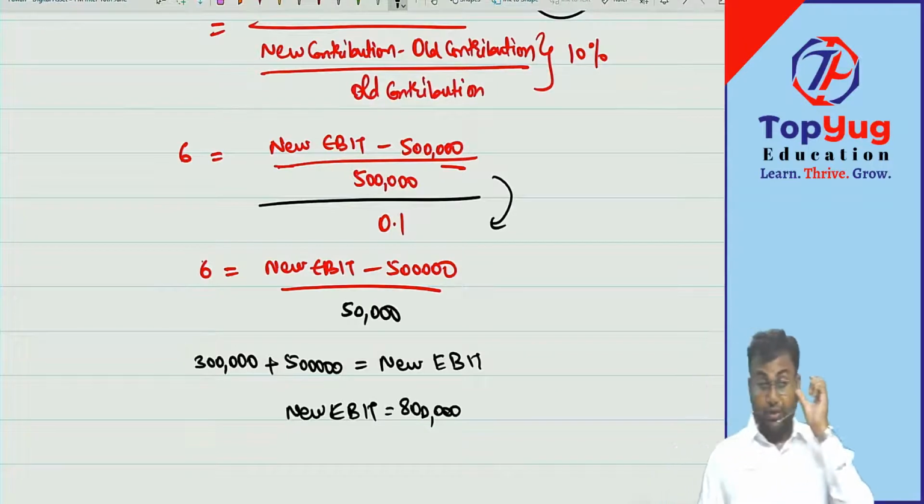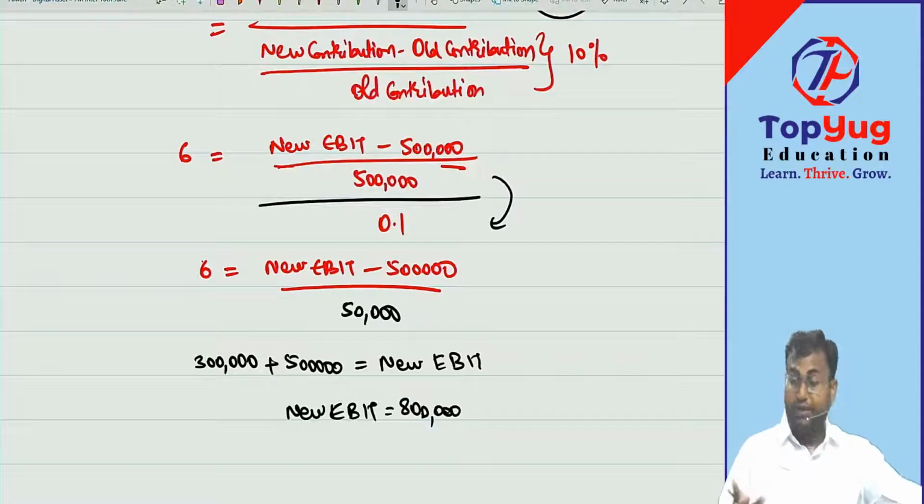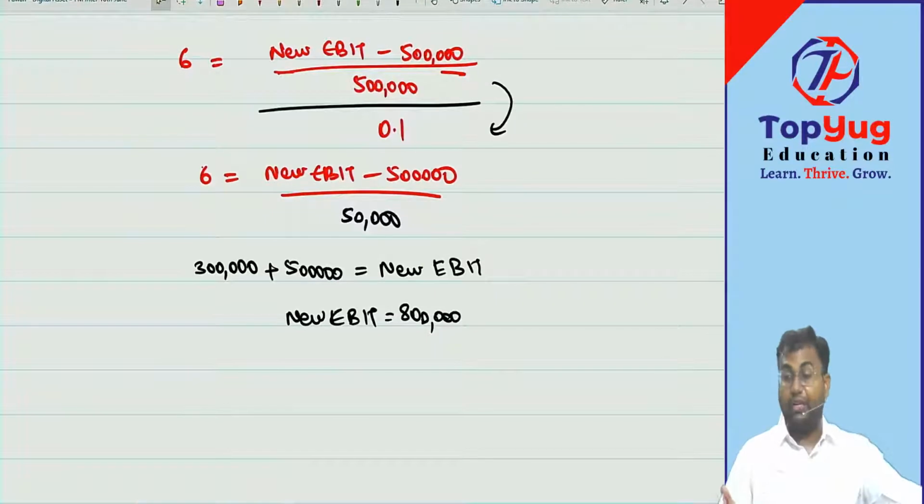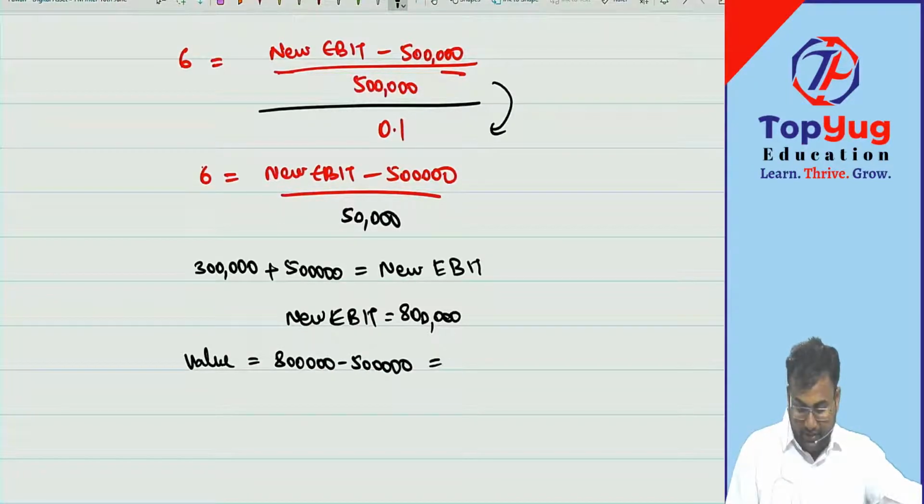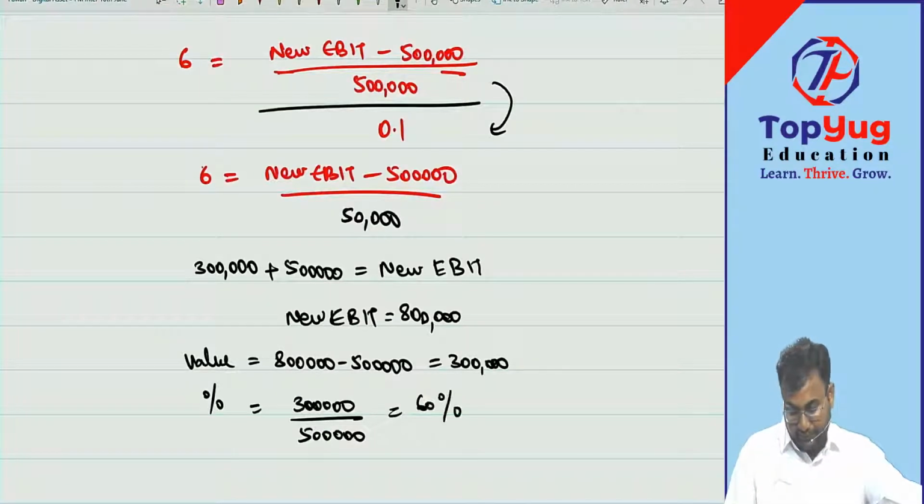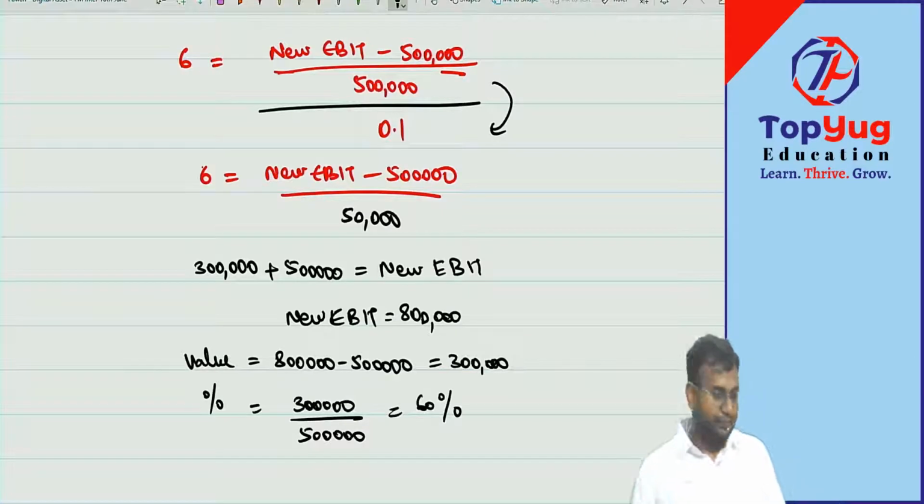Again, the question is what is the impact? So you have to show the impact in terms of percentage or value. In terms of value, the impact is 8 minus 5 lakhs, that is new minus old, that is 3 lakhs. And in terms of percentage, the impact is 3 lakh by 5 lakh, that is 60%. Are we all good? Yes, make a note.